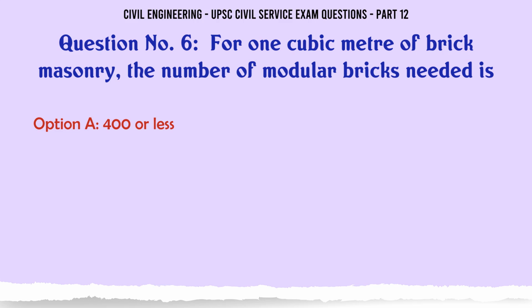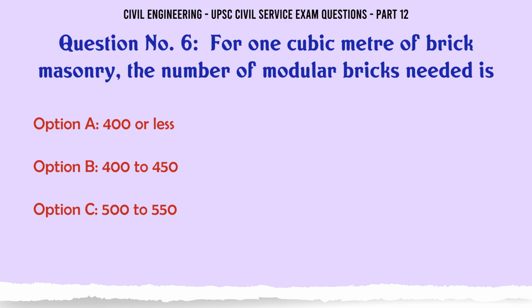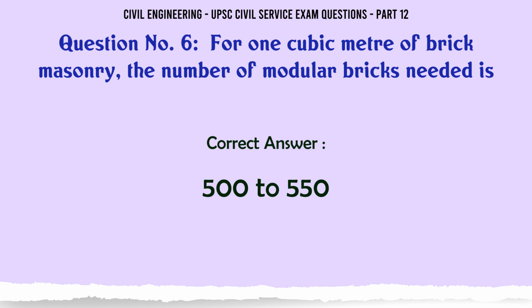For 1 cubic meter of brick masonry, the number of modular bricks needed is A. 400 or less. B. 400 to 450. C. 500 to 550. D. 600 to 650. The correct answer is 500 to 550.